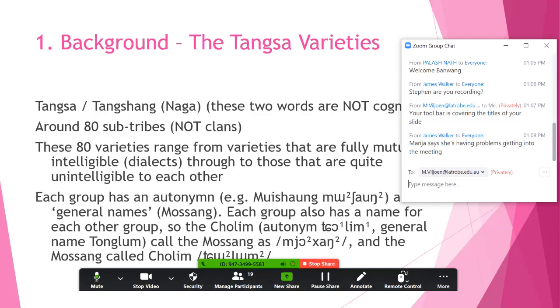So for example, the group that call themselves Muishaung are known by a general name Mossang to others, but other groups call them other things. So for example, the Cholim call them Muishaung. The Cholim, their general name is Tonglum, and the Mossang call them Tulum. So you can see there's quite a lot of diversity in these languages.